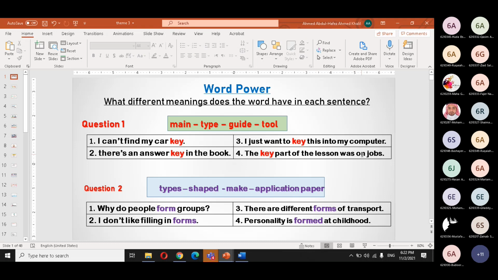2, 3, and 4. Read the sentences. Try to figure out what the word key means in each sentence. You can choose from these meanings in the box.